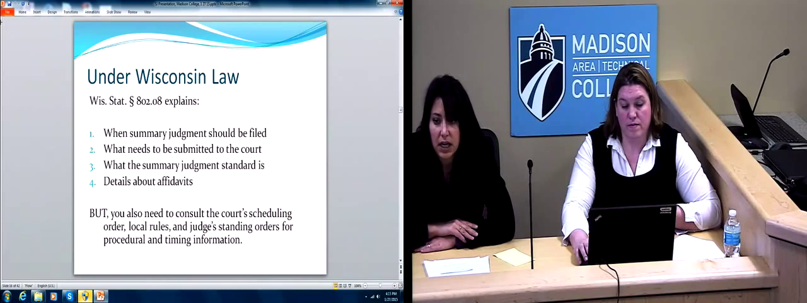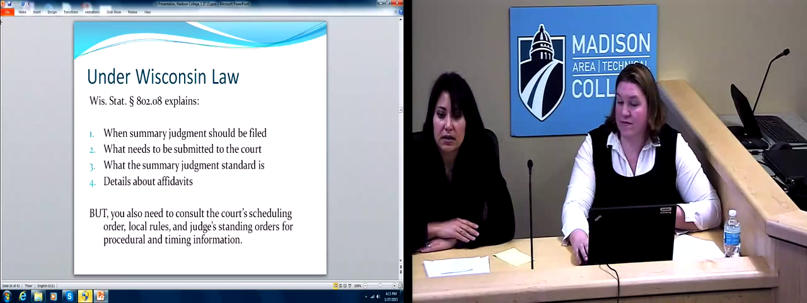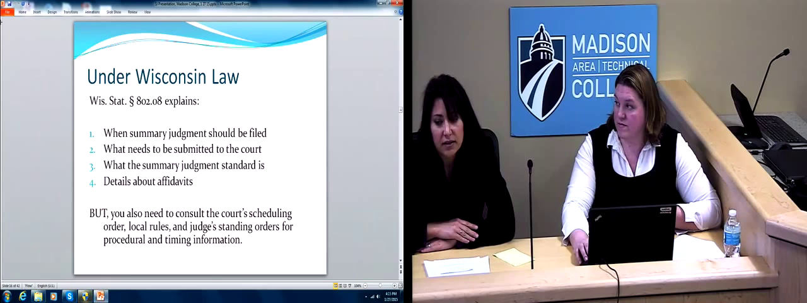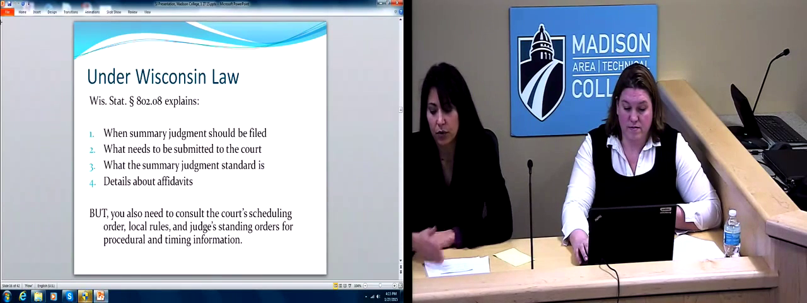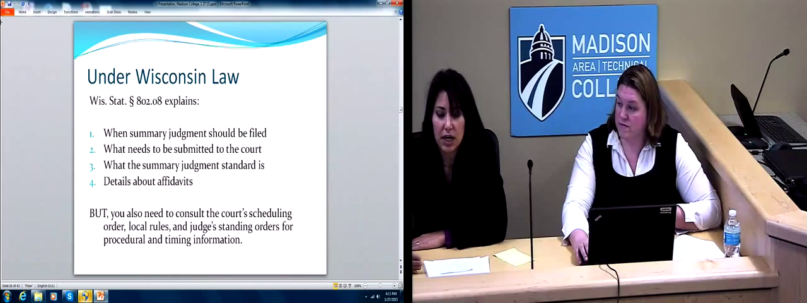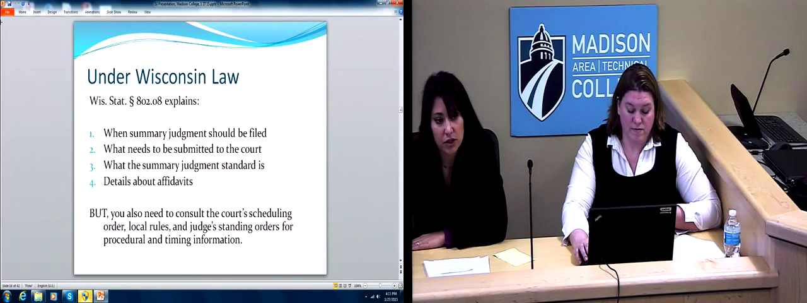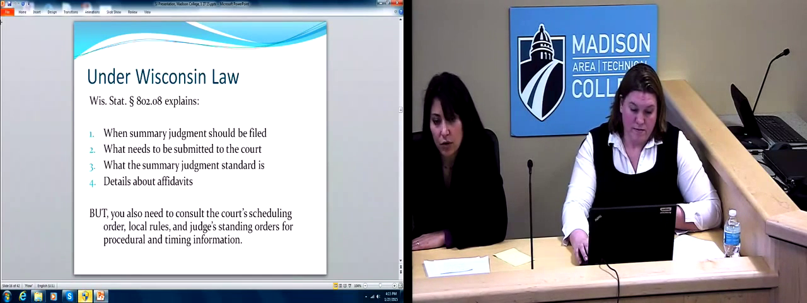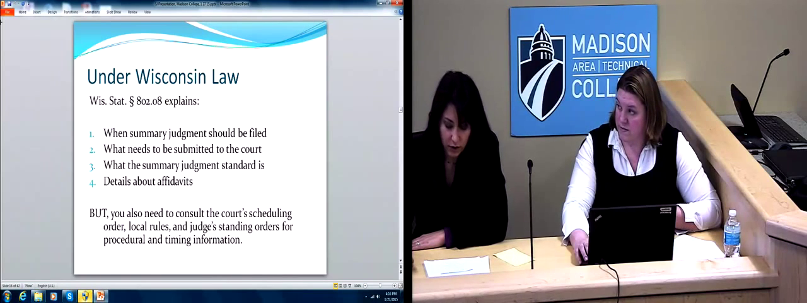At the beginning of the case, usually you have a scheduling order where you get on the phone with the judge, or you go to court and decide the timeline or roadmap for your case. That scheduling order is usually going to have a timeline for summary judgment, a due date, and in many scheduling orders, the judge will explain special procedures for summary judgment. They do that in federal court, and some state court judges do it too, and it's very important to go and reference those.